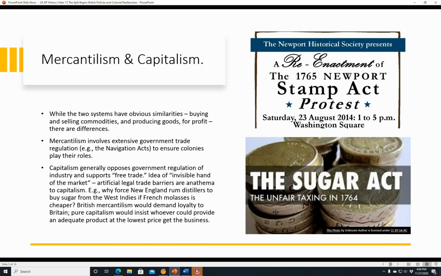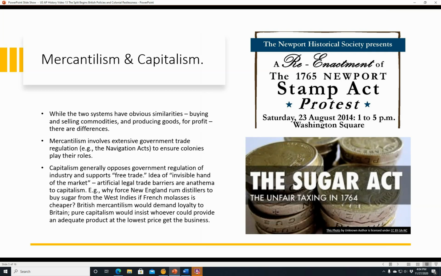The idea of the invisible hand of the market is the main idea behind pure capitalism. You might look at Adam Smith's Wealth of Nations, that kind of thing. Basically, that says there's an invisible hand that controls everything, supply, demand, etc. So you don't need government regulations. Therefore, artificial legal trade barriers are anathema to capitalism.